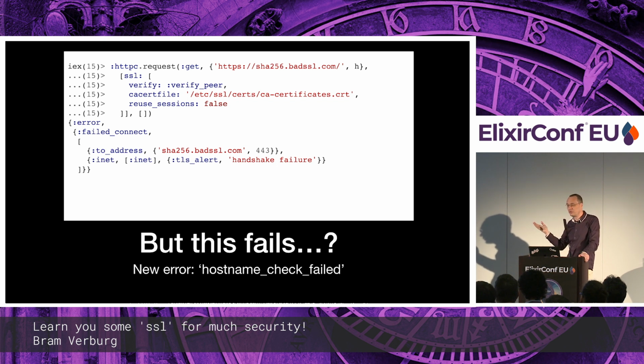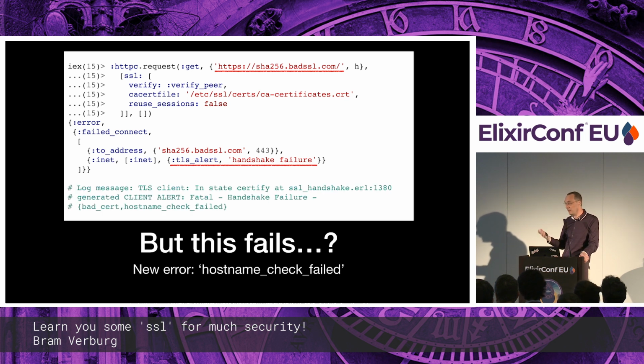But there are still servers that fail to connect. And the error message here, I'm showing here error message from OTP 21.2. In 21.3 they were improved a little bit. Also in 22. So in older versions you may have to check the logs in order to get a little bit more information. So the generic alert is handshake failure, but that's not telling me enough really.